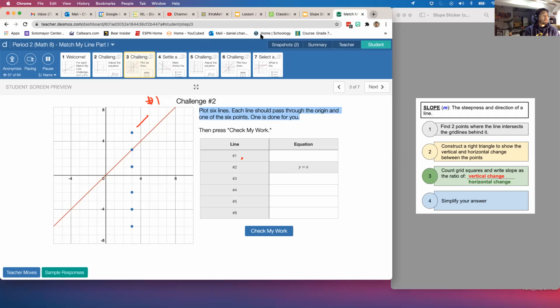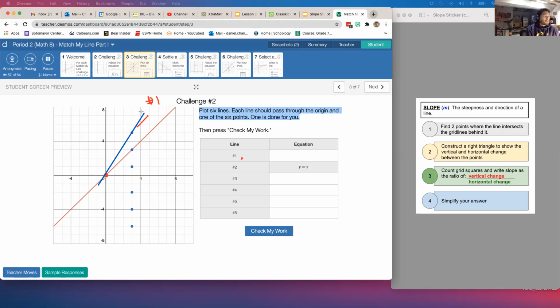So the origin is right here, 0, 0. And so you know line number 1 has to go through that top point, and it also has to go through the origin. I'm going to use blue as the color here. But oops. Your line needs to look just like this. Go through the origin, go through that point.